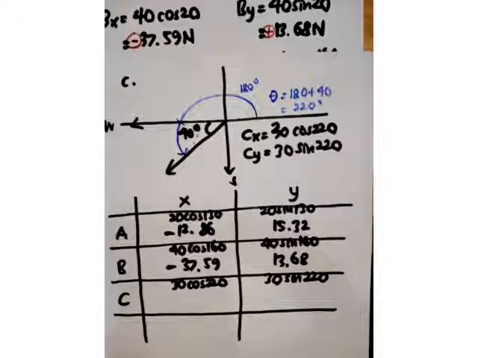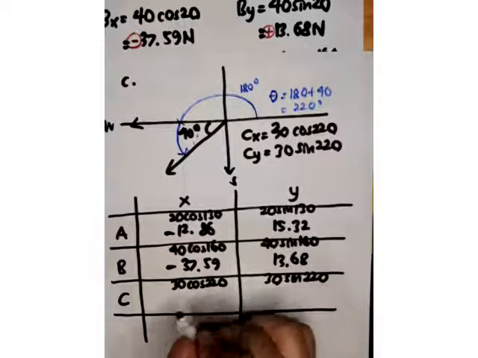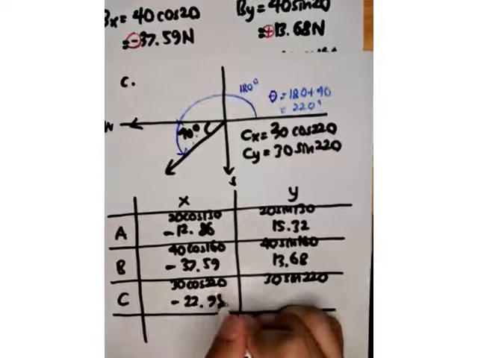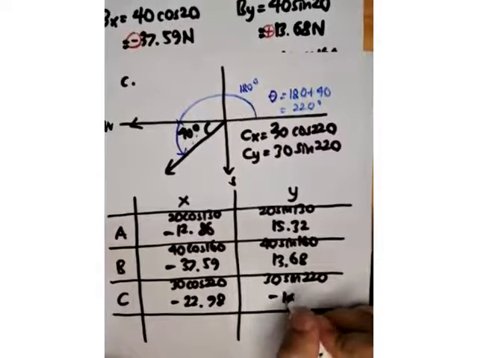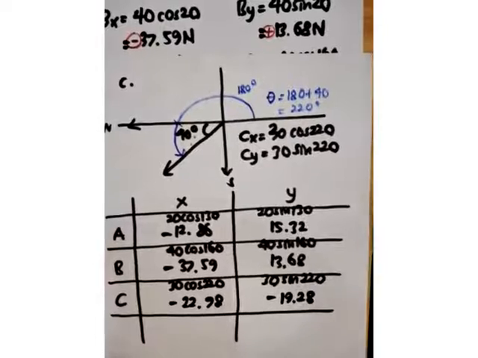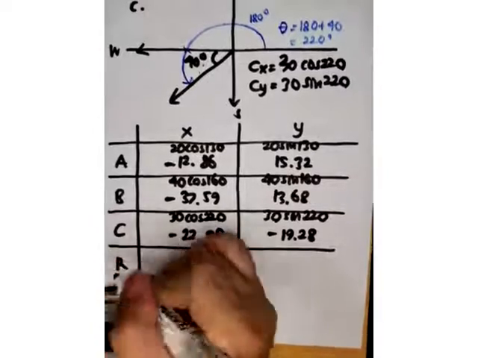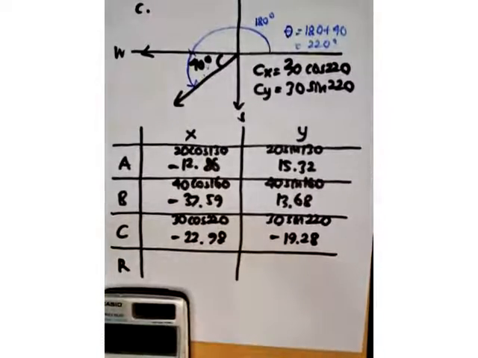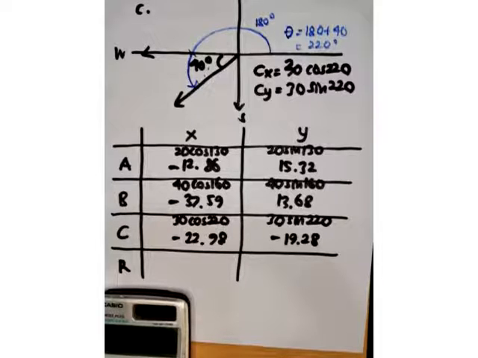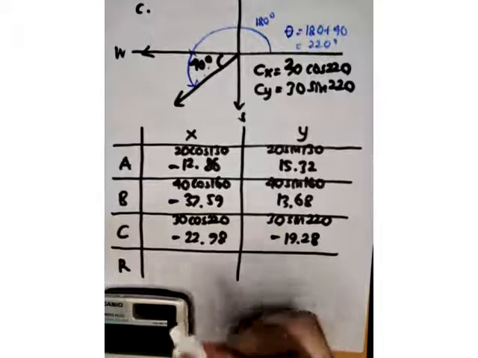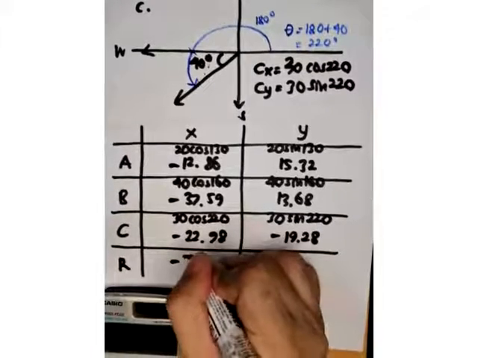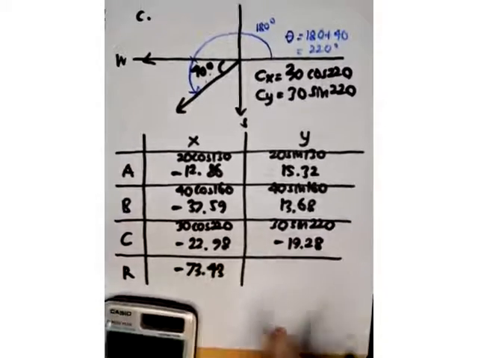And then ito hindi pa, 30 cosine 220. So that's negative 22.98 and negative 19.28. Para pag in-add ninyo, kasi nandito yung resultant, i-add nyo lang silang diretso. So negative 12.86 plus minus 37.59 minus 22.98. So that's negative 73.43. Okay, how about Y? Can you compute it for me?